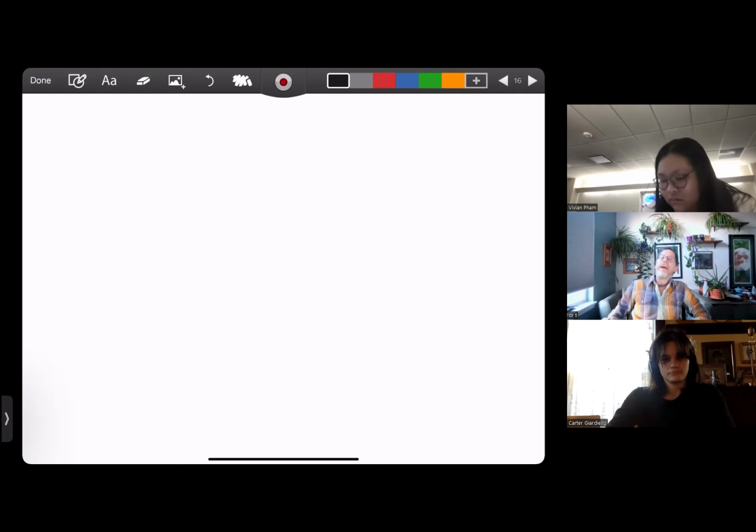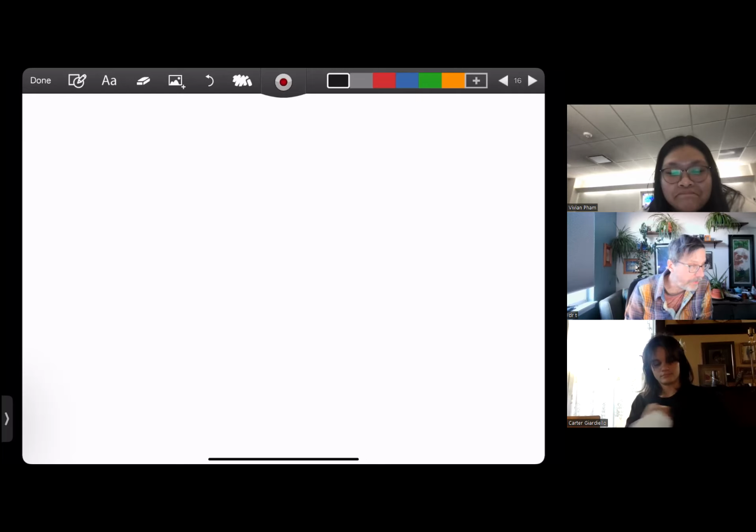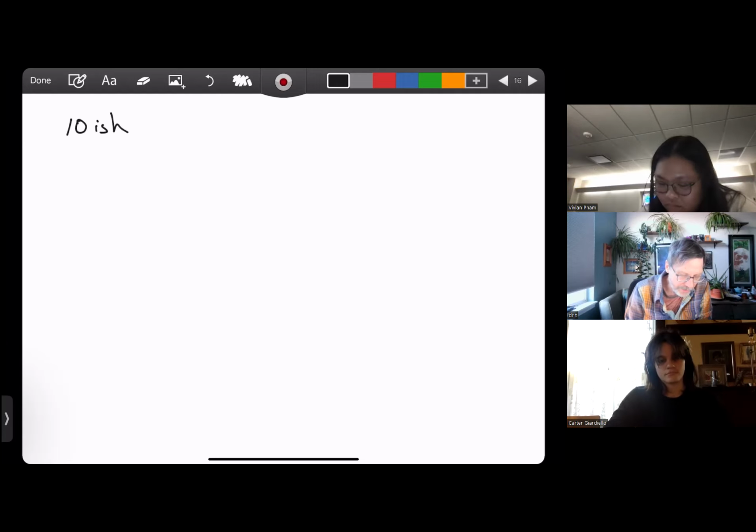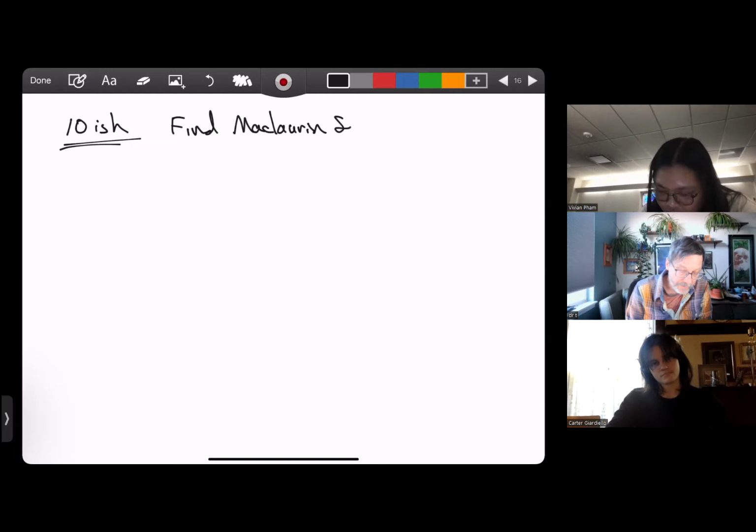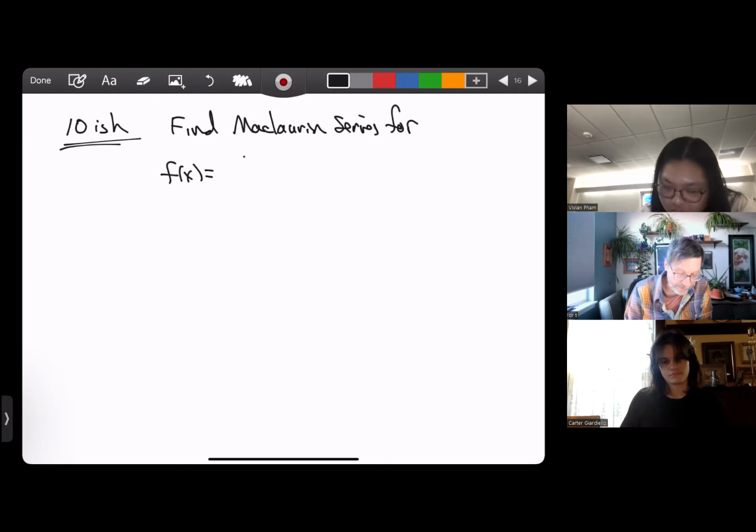So let me show you a cool way to do this problem. I'm going to show you a cool way to do this problem, and I'll do one like it. So this is 10-ish. Find the Maclaurin series for f of x equals, and we'll do x squared over 1 minus 2x.